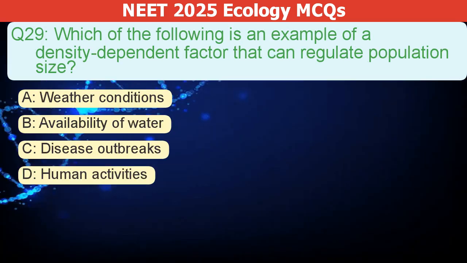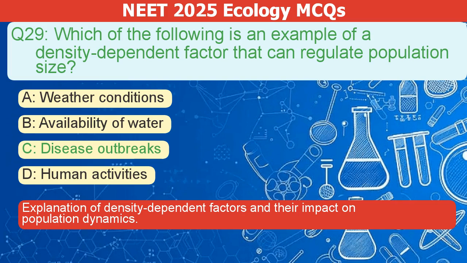Which of the following is an example of a density-dependent factor that can regulate population size? A. Weather conditions. B. Availability of water. C. Disease outbreaks. D. Human activities. The correct answer is C. Explanation of density-dependent factors and their impact on population dynamics.